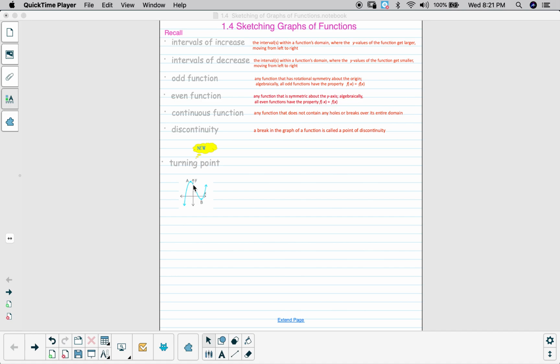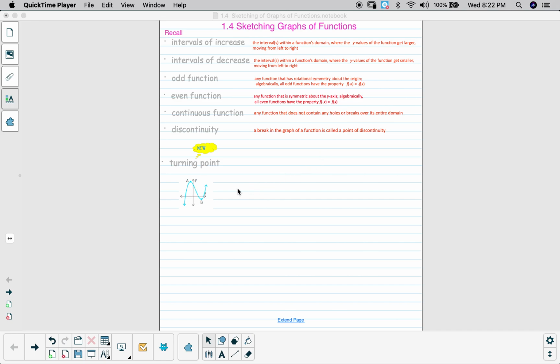An odd function is any function that has rotational symmetry about the origin. And algebraically, all odd functions have the property that f of minus x equals minus f of x. An even function is any function that is symmetrical about the y-axis. And algebraically, all even functions have the property that f of minus x equals f of x. A continuous function is any function that does not contain any holes or breaks over its entire domain. A discontinuity is a break in the graph of a function, and it's called a point of discontinuity.